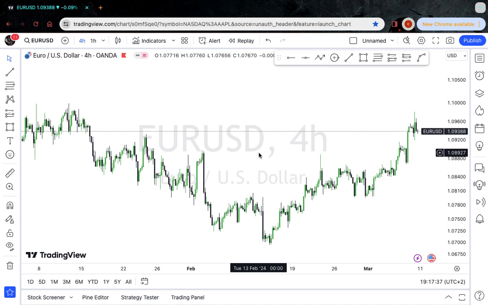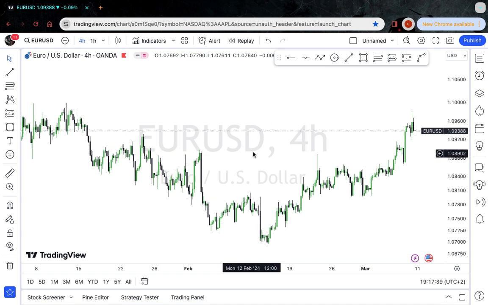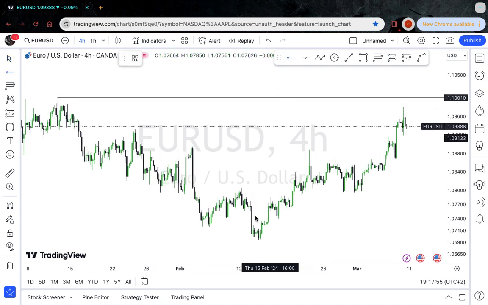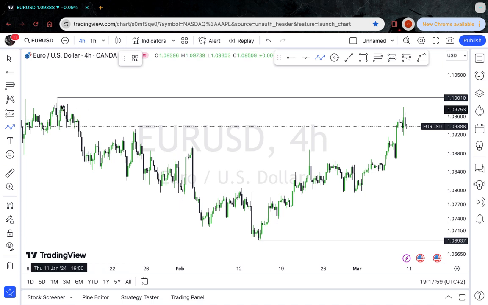But this week we are having a CPI. So with this analysis, make sure that you monitor it until Tuesday, which is CPI. So let's get it. First we are definitely going to mark our overall high here and our overall low here, right?